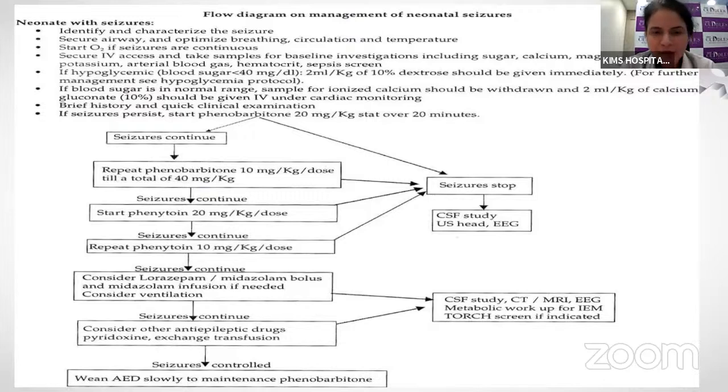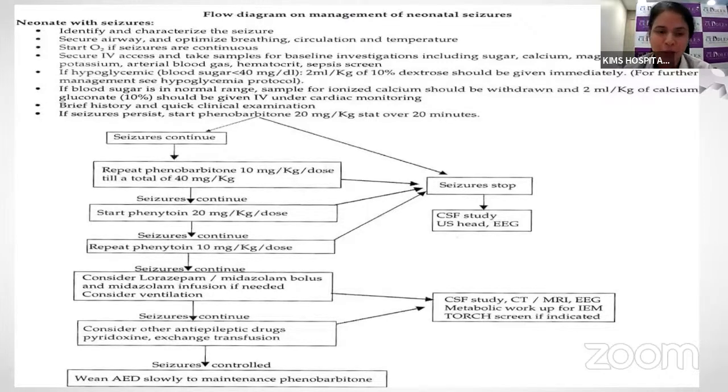Now, if seizures persist despite the above two steps, one has to start a loading dose of phenobarbital 20 milligram per kg stat, given over 20 minutes. If seizures continue despite phenobarbital, a repeat dose of phenobarbital at 10 milligram per kg is recommended until we reach a total dose of 40 milligram per kg.